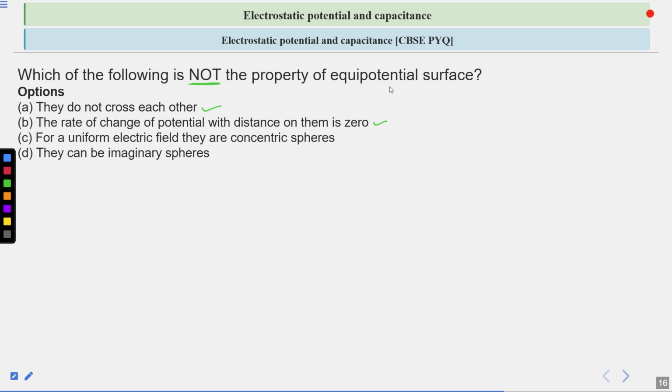So electric field is 0 on the equipotential surface. Is it true or not? Third, for a uniform electric field, there are concentric spheres. If a uniform electric field is present in the space, are equipotential surfaces in the form of concentric spheres or any other shape? Or the fourth option is they can be imaginary spheres. So can equipotential surfaces be imaginary spheres? So these are the 4 options. I will give you some time to think about it.